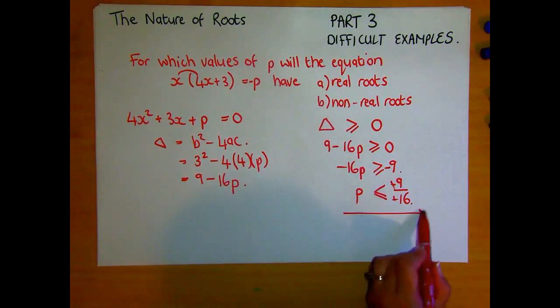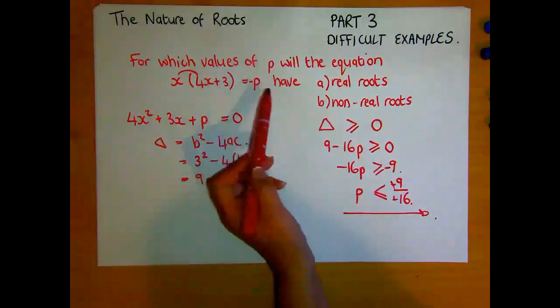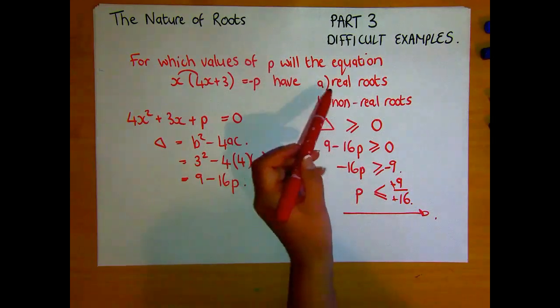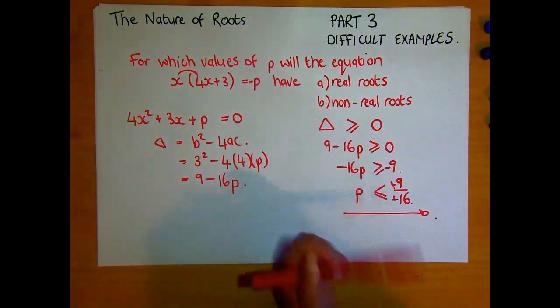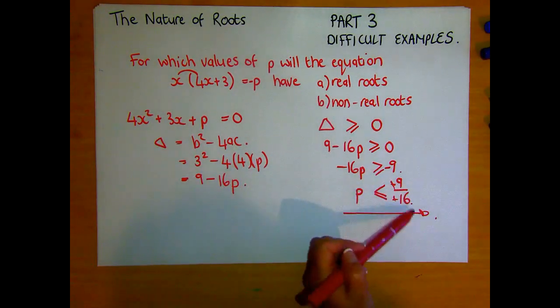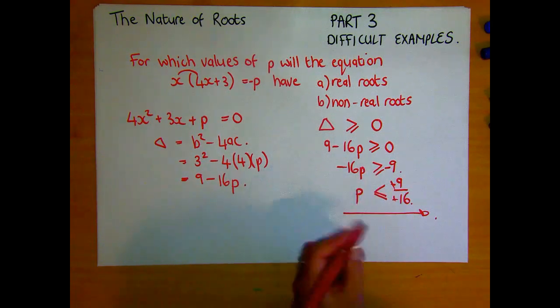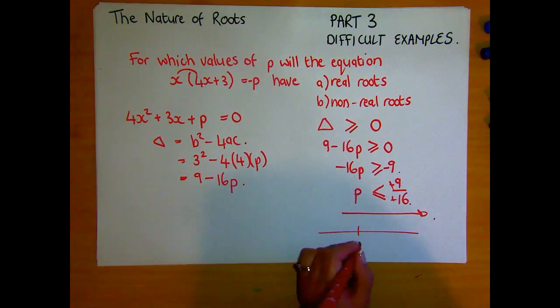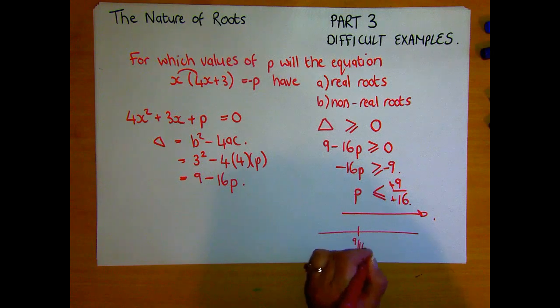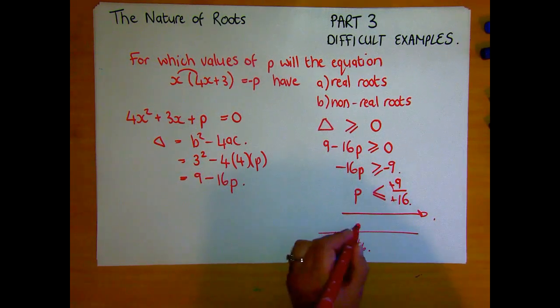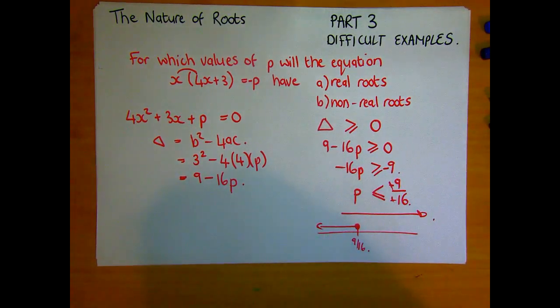That's my answer, guys. They said, for which values of p will this thing have real roots? Well, as long as p is less than or equal to 9 over 16, so on a number line, I can say that is 9 over 16, and p is anything less than or equal to, so a solid dot, and it goes in that direction.